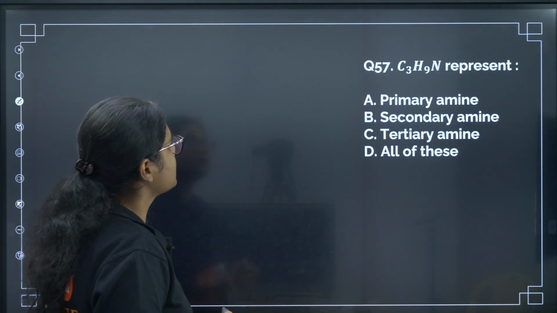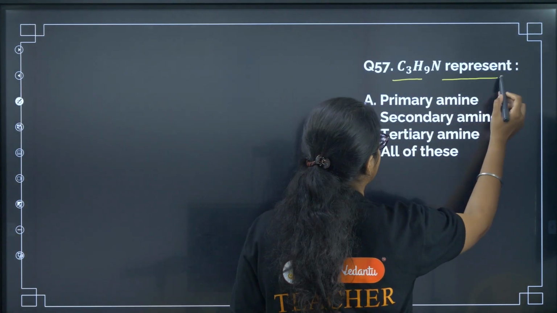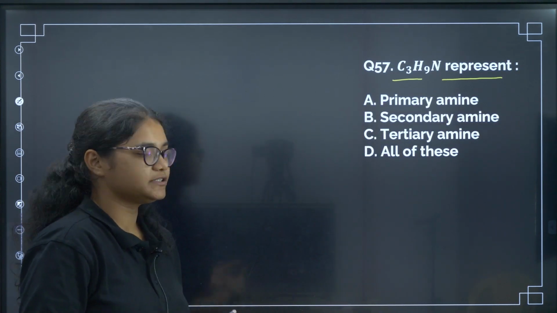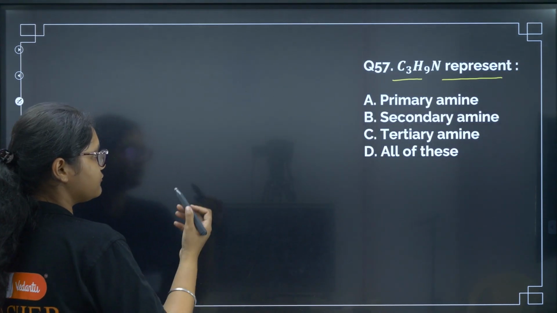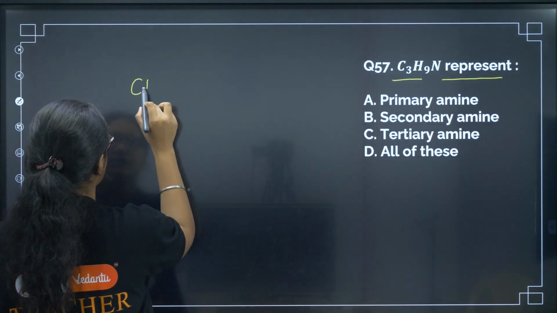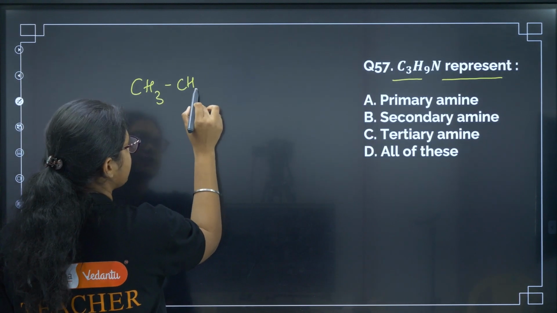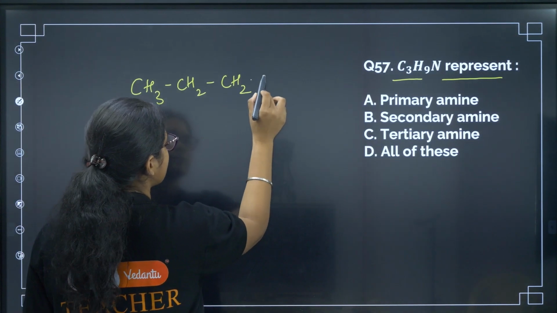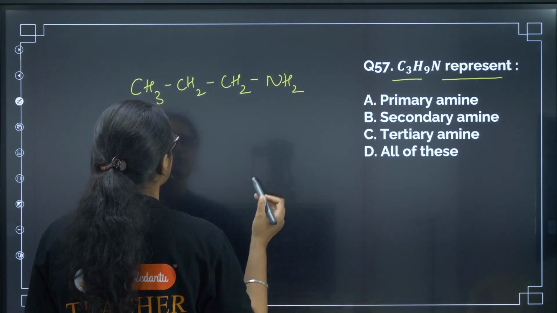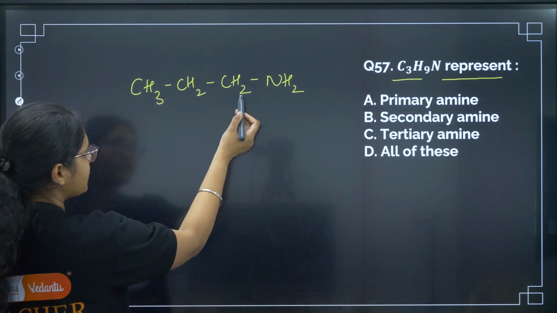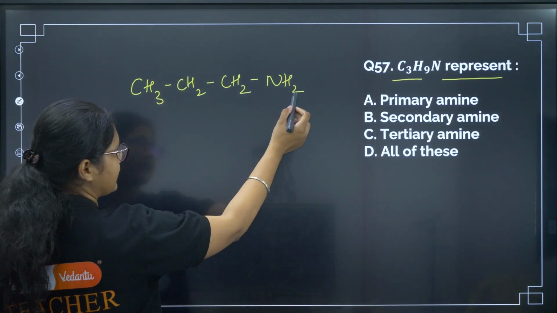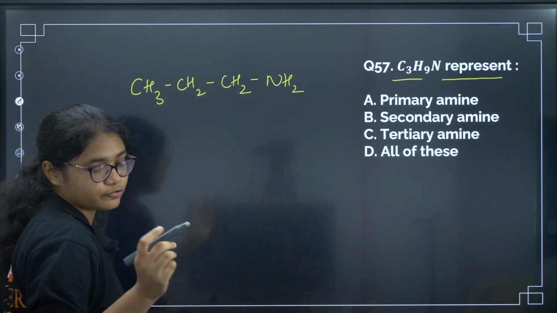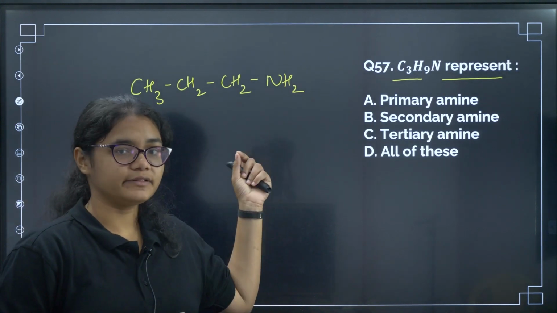Next question. C3H9N represents primary, secondary, tertiary, all of this. So let us see. First of all, we can try with primary. Are we getting CH3CH2CH2NH2? So if you check here, we have 3 carbons, 9 hydrogens and 1 nitrogen. So we are able to make a primary amine with this formula.